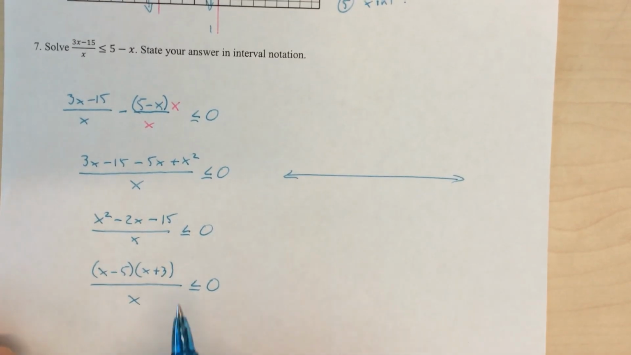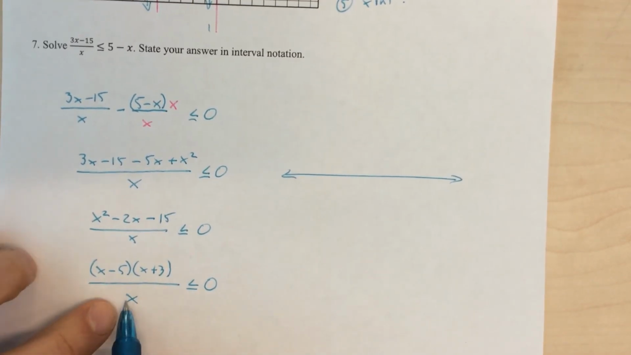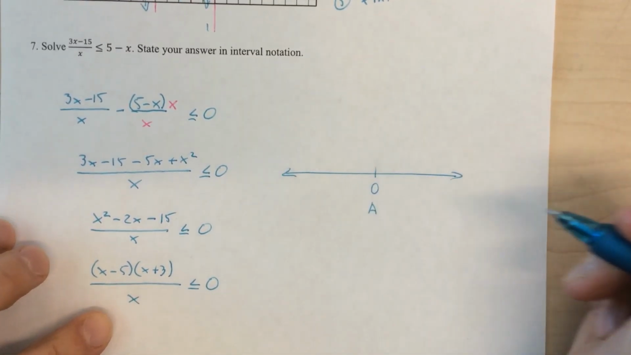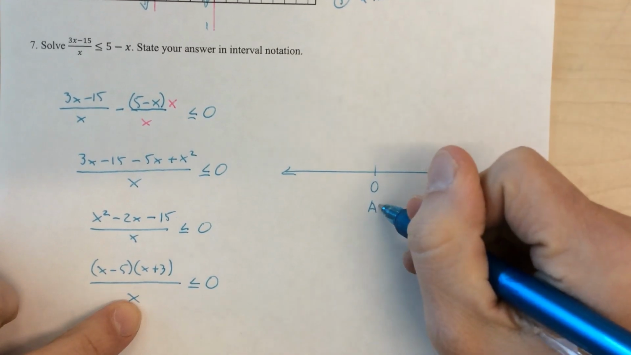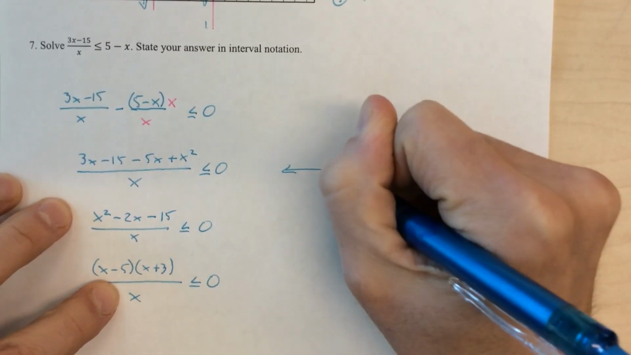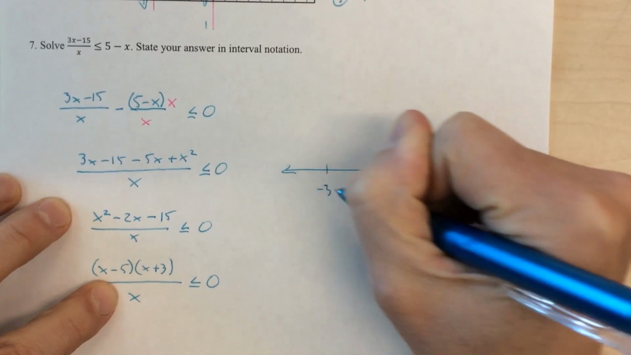The critical numbers are anything that make the top equal to 0 or the bottom equal to 0. So on the bottom, it is going to be at 0, and that is a vertical asymptote. Okay, kind of keep that in mind. In the top, it's going to be at a positive 5. It's also going to be at a negative 3.